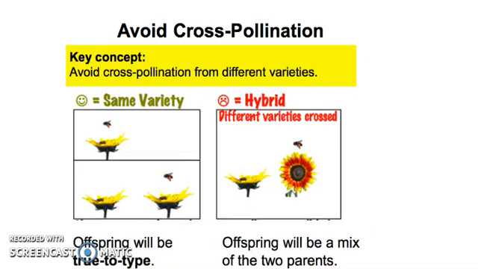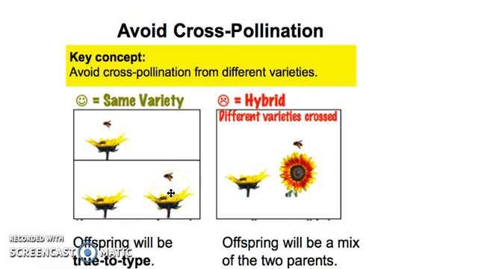Okay, so typically when we're saving seeds, we're trying to avoid cross-pollination. That's the main thing we're trying to do when we're saving seeds, and we want them to come out like the parent. So the bee or some other insect gets pollen from the same flower and brings it into that same flower, same variety. Great, that's going to come out like the parent.